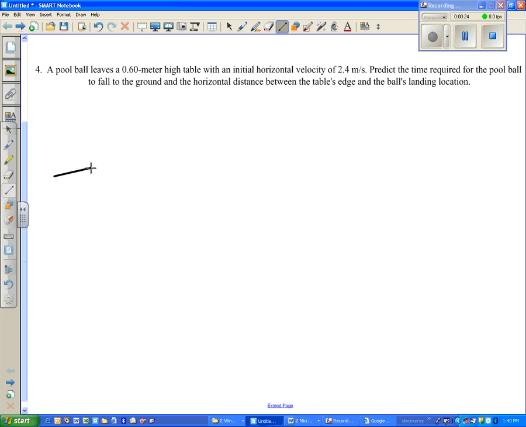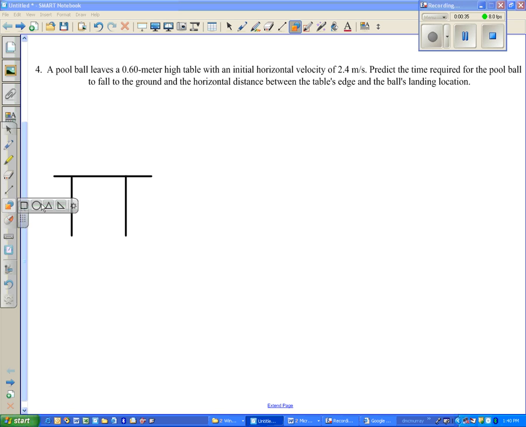We've got a table, and it looks something like so, right? And it's got two legs, and they come down. Let's make them like this, and like so, right? And we've got a pool ball on this table, and so it looks like so. And this pool ball is traveling off the table, and it's got a velocity, and its velocity is 2.4 meters per second.